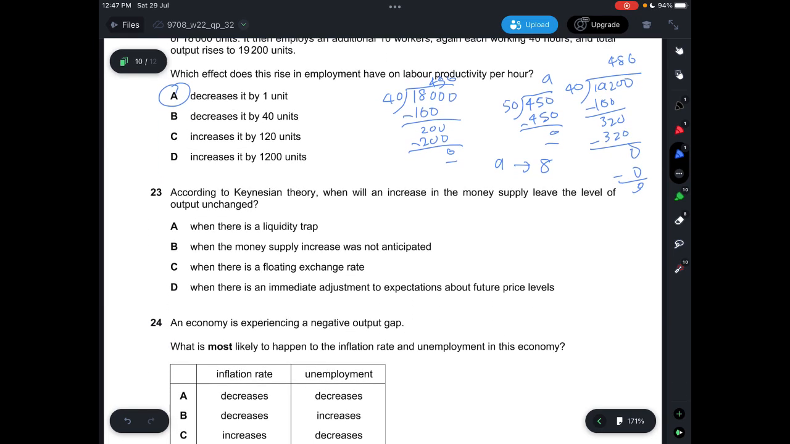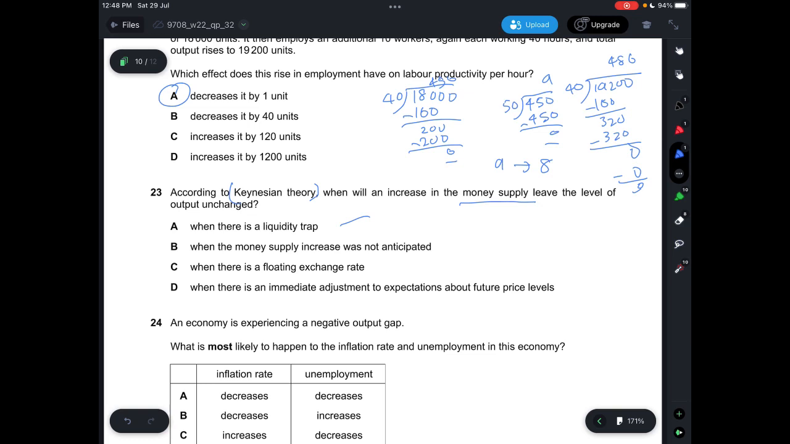Question 23. According to Keynesian theory, when will an increase in the money supply leave the level of output unchanged? Okay, so specifically Keynesian theory. A says when there's a liquidity trap, which is correct. Because the interest rates are already very low, so even though there's an increase in money supply, people would rather hold the money than use it for anything else. So the level of output will be unchanged because of that.